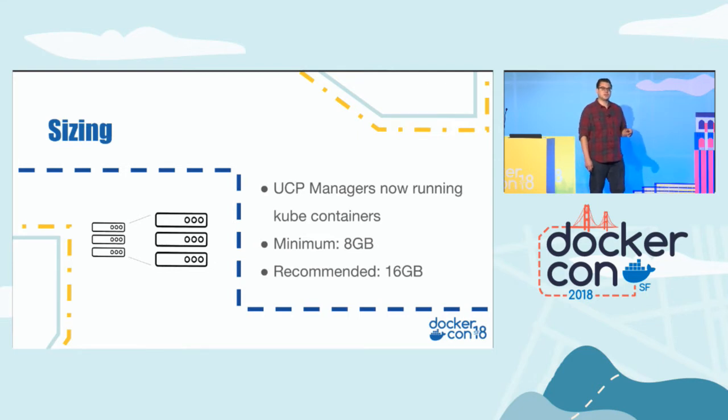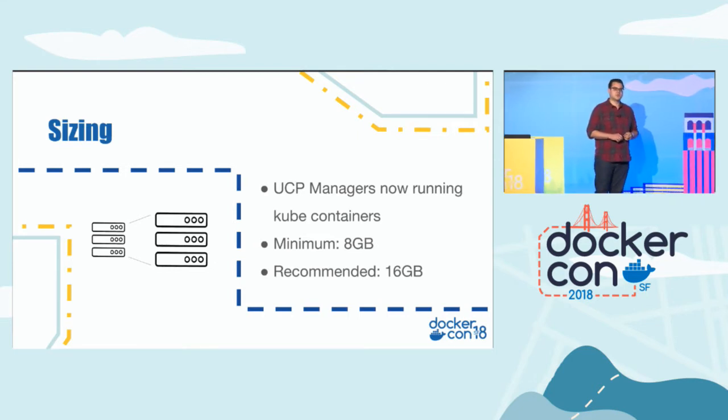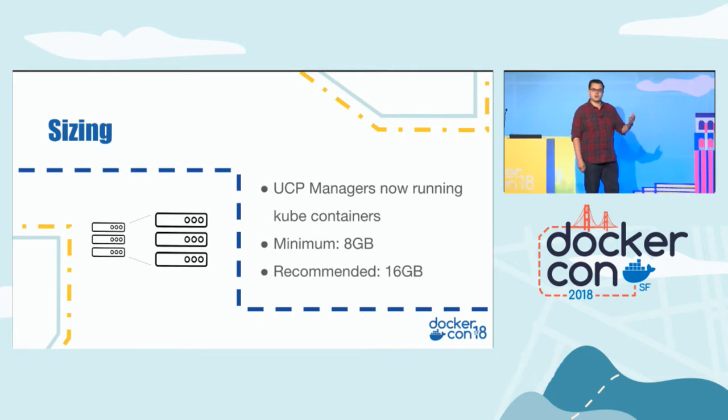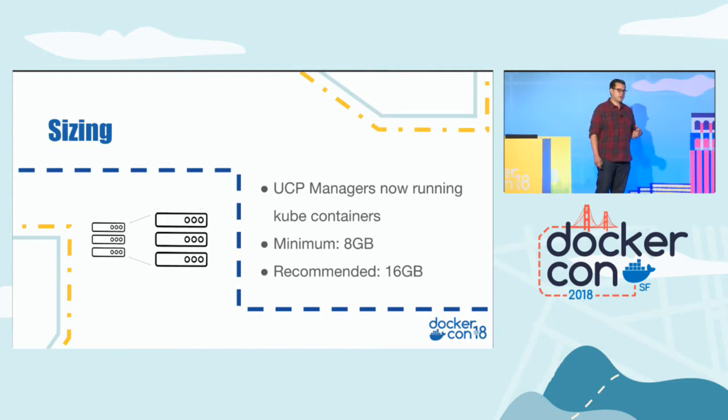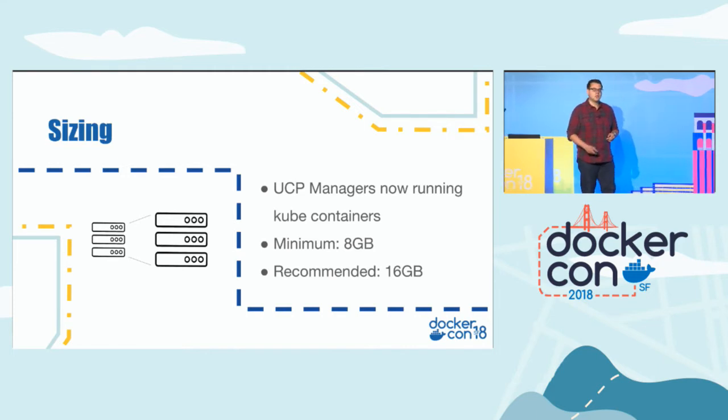A few things to watch out for when you're doing this. Sizing is going to be important, especially if you've been running EE1 and you're upgrading to EE 2.0. Just be aware that now that Kubernetes is built into this, there's a lot more containers running on the managers. We recommend a minimum of 8 gigs RAM. For production, I would run 16 or 32. So you'll want to keep an eye on that.